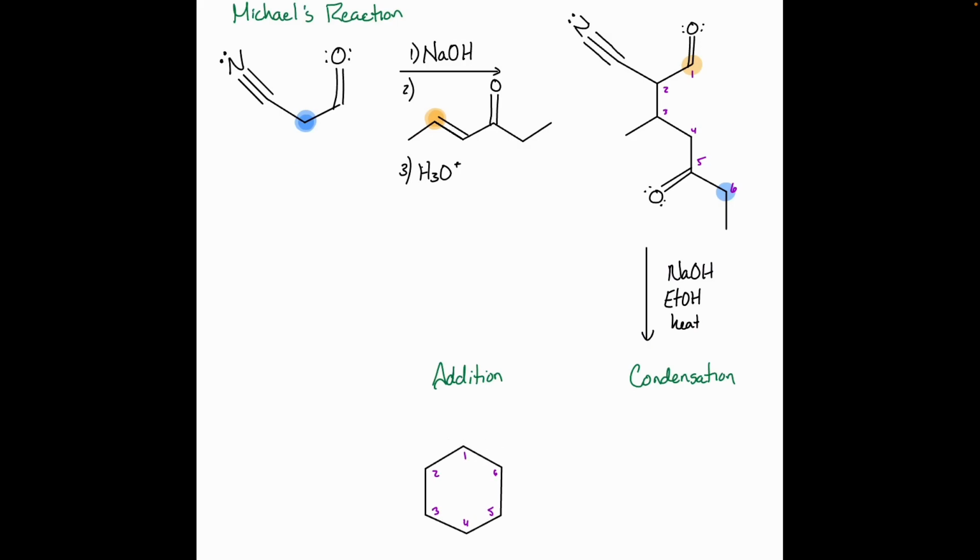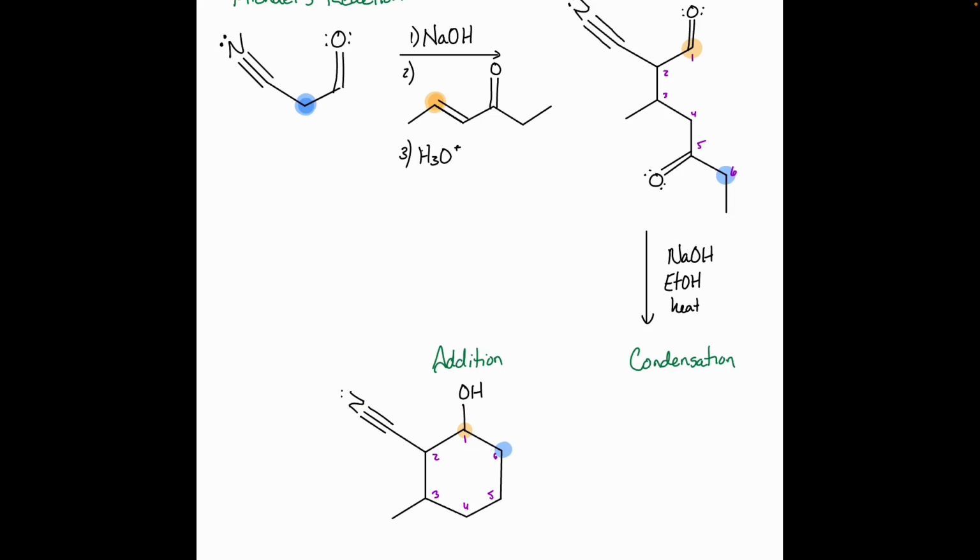Based on my numbering on my reactant and product, 1 is my electrophile and 6 is my nucleophile. That means that 1 needs the OH group. And now I just need to decorate this with all these other groups that were in that molecule. So on carbon 2, I have a nitrile. On carbon 3, I have a methyl group. Carbon 4, I don't have anything, but on carbon 5, I have another carbonyl. And on carbon 6, I need a methyl group.